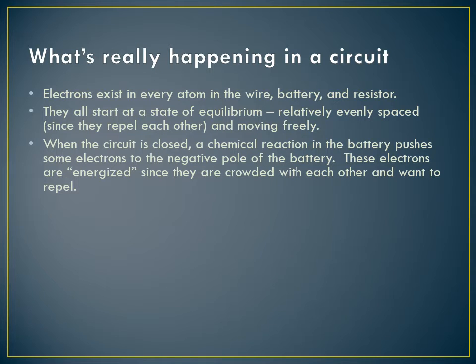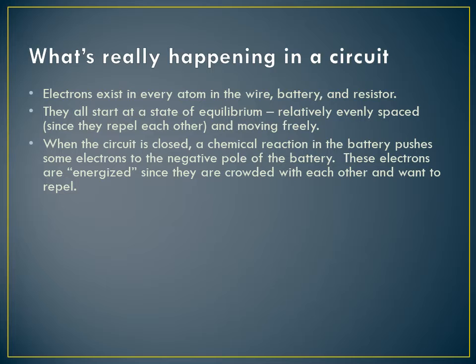When the circuit is closed, so when you make a complete connection between one end of the circuit and the other, a chemical reaction in the battery begins to push electrons from one side, the positive pole, to the negative side. We call these electrons energized because in that process, the chemical energy of the battery is transformed into electrical potential energy in the electrons, so they have more energy. Work is done on the electrons to put them in a state of high energy.